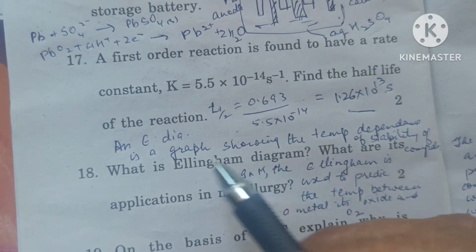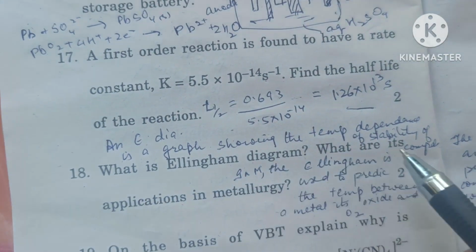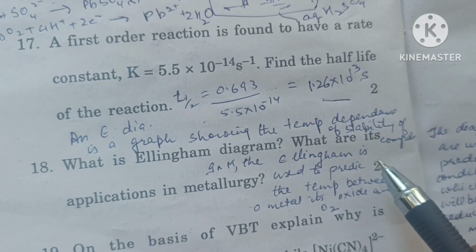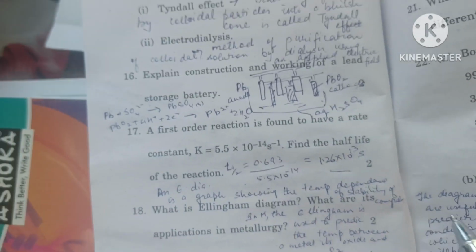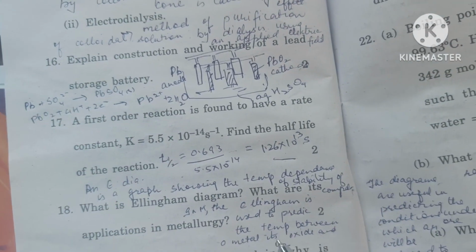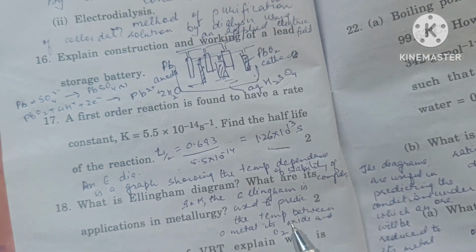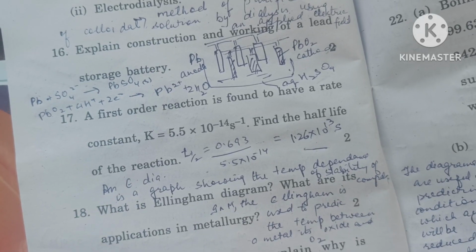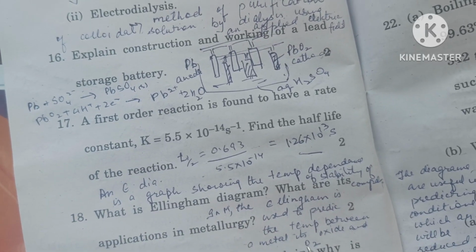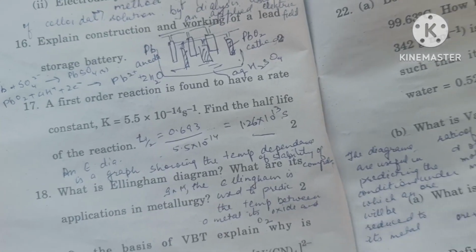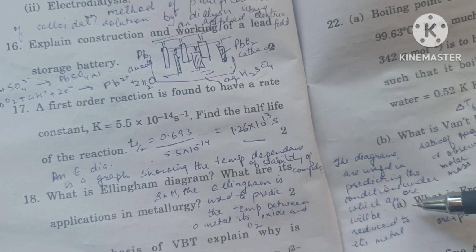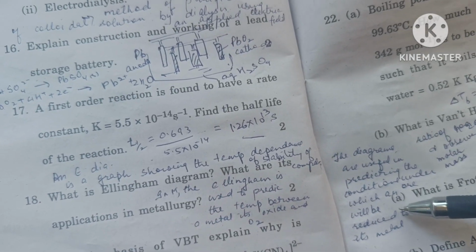What is Ellingham diagram? An Ellingham diagram is a graph showing the temperature dependence of stability of compounds. It is used to predict the temperature between a metal, its oxide, and oxygen. The diagrams are useful in predicting the conditions under which an ore will be reduced to metal.